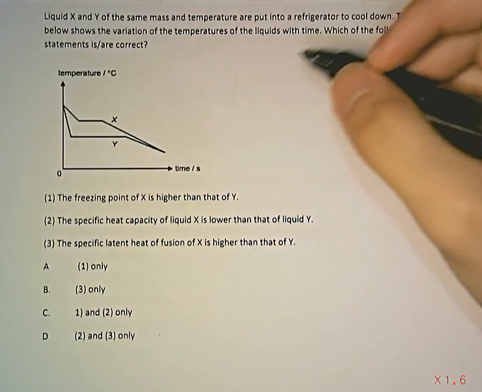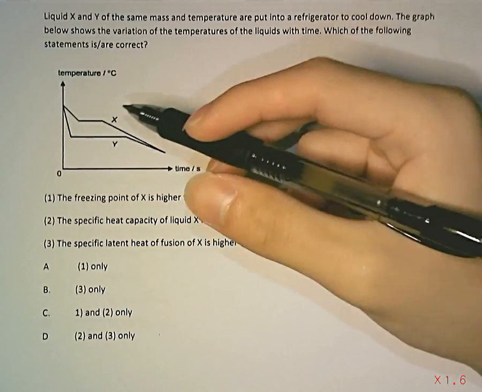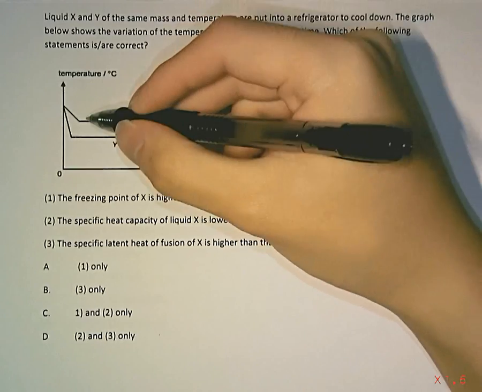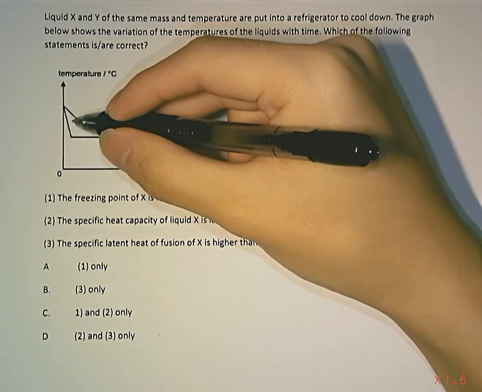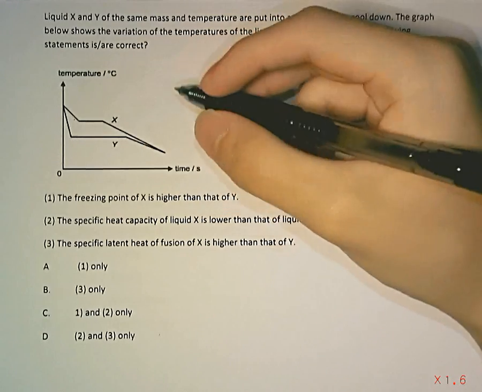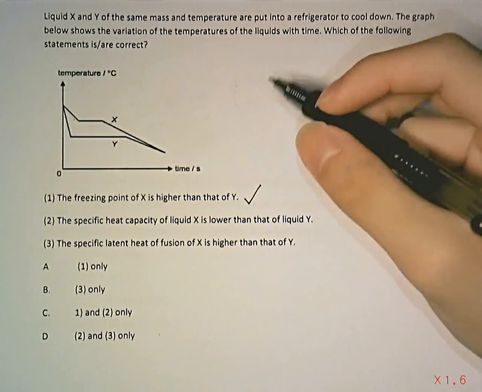So this kind of question, we've already seen it quite a lot, so I'll be going through this quite a bit faster now. Freezing point of X is higher than that of Y. Let's look. So at the point where it freezes, yes, this is the temperature of X, this is the temperature of Y. And X freezes at a higher temperature, this is going to be correct.